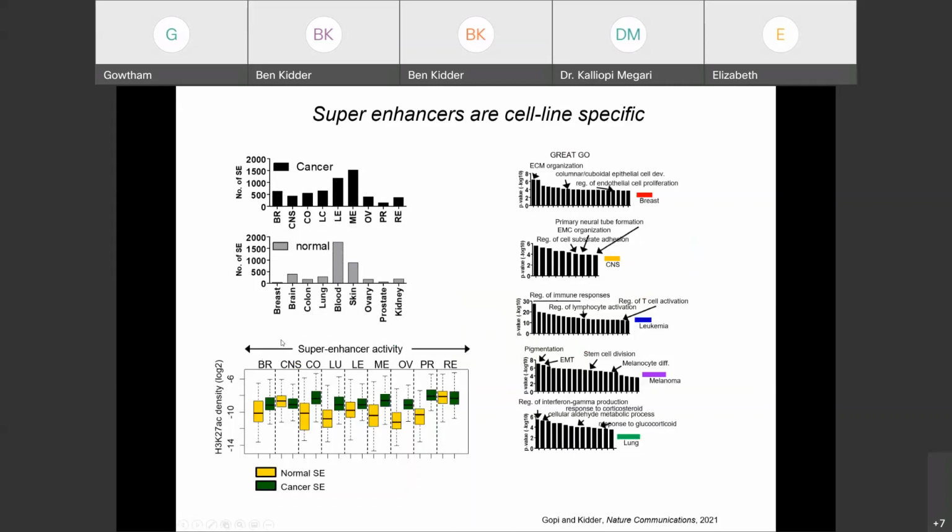We also see the increased activity of super enhancers for the majority of these cancer types. There's a caveat to that. So CNS is actually slightly decreased. In renal cancer, slightly decreased as well. But for the other ones, we see the activity of super enhancers tended to be increased in the cancer cell relative to the normal.